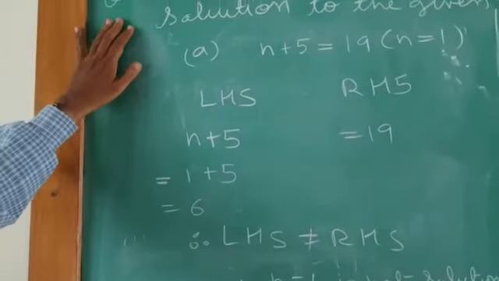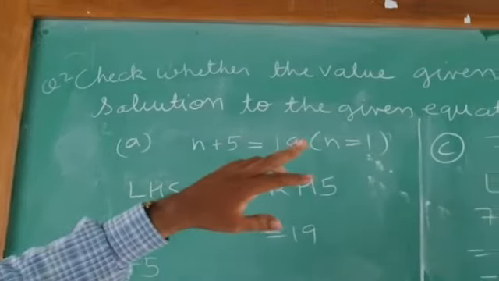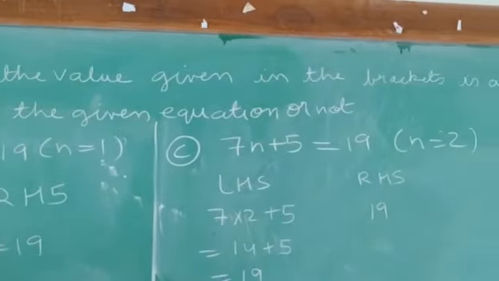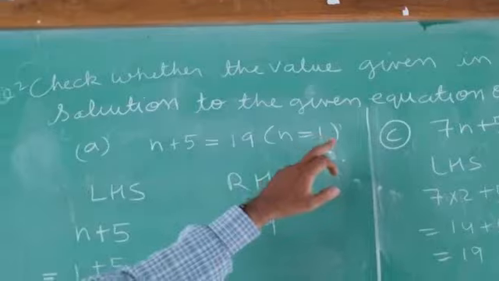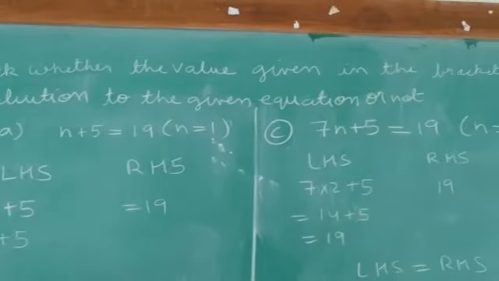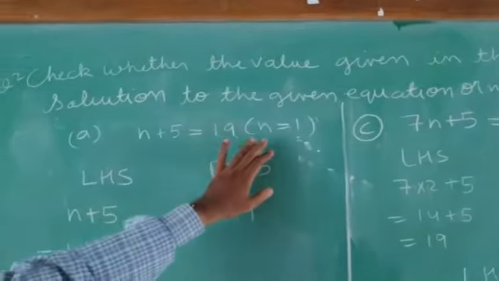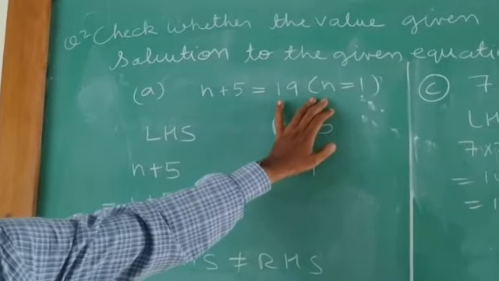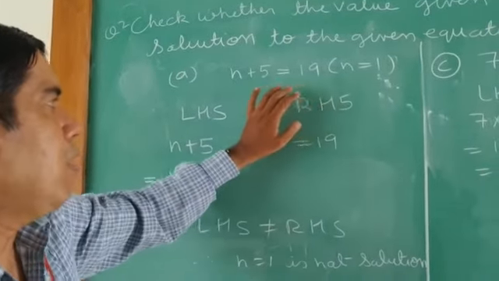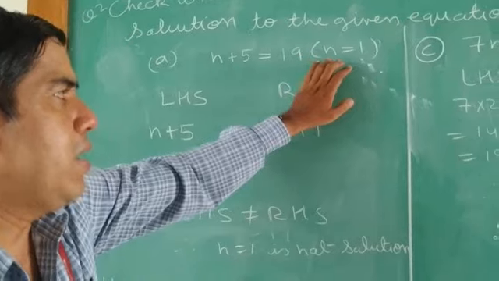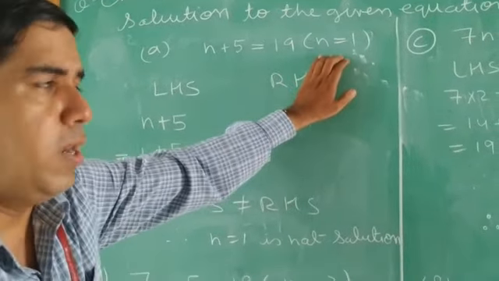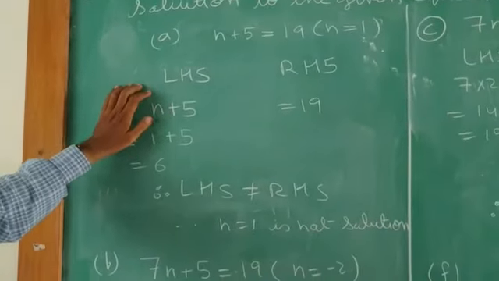Okay, here. Check whether the value given in the brackets is a solution to the given equation or not. It is like a previous same question only, but here values are given in the bracket. You can see n plus 5 equal to 19. So I have to check for n equal to 1. So I kept n equal to 1.